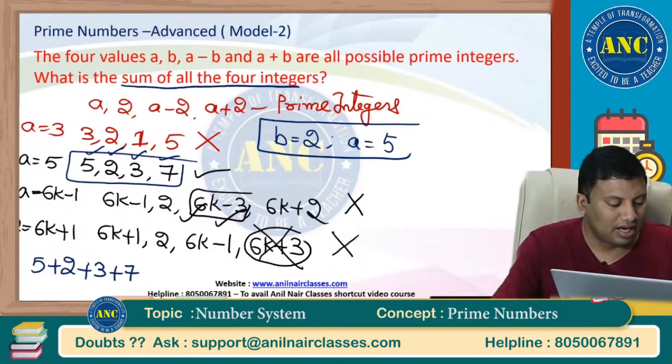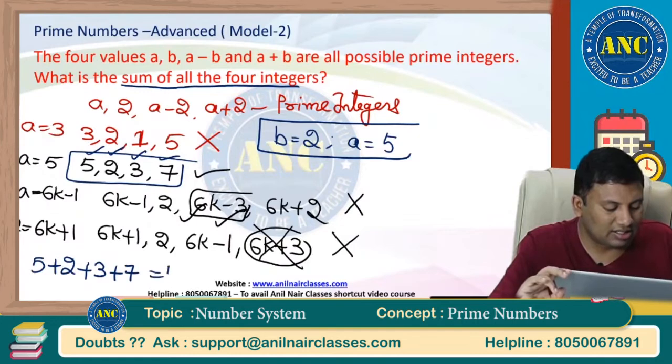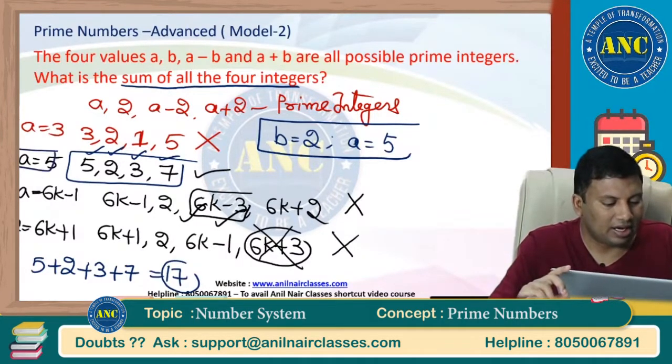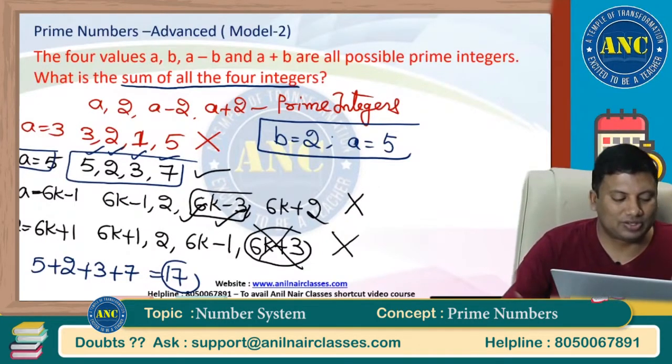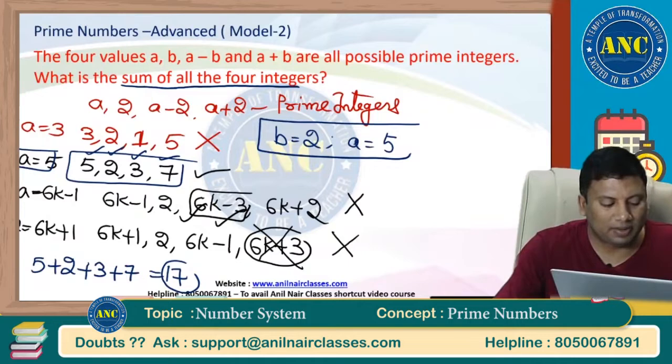I hope the idea is clear. So, answer is nothing but 17. A is 5 and B is 2. 5, 2, 5 minus 2, 5 plus 2. 5 plus 5, 10, 10 plus 7, 17.